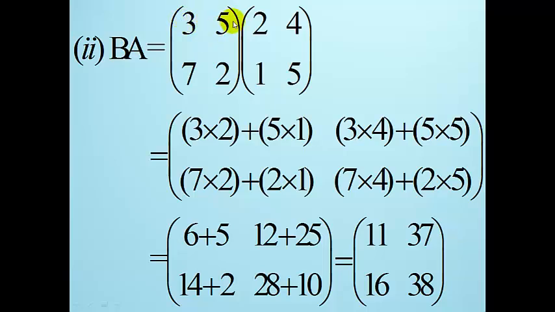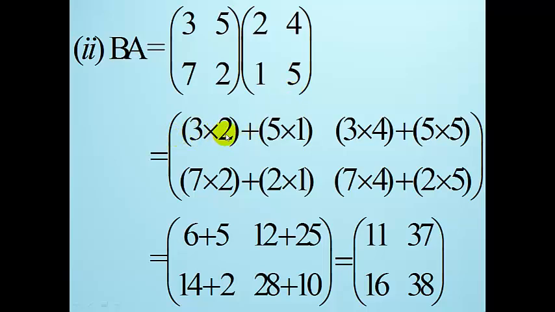That is, the first row multiplies the first column. The same first row will multiply the second column. Then we come to the second row. The second row multiplies the first column. The second row multiplies the second column, and we are done. So I go over 3 times 2 plus 5 times 1. 3 times 4 plus 5 times 5. 7 times 2 plus 2 times 1. 7 times 4 plus 2 times 5.